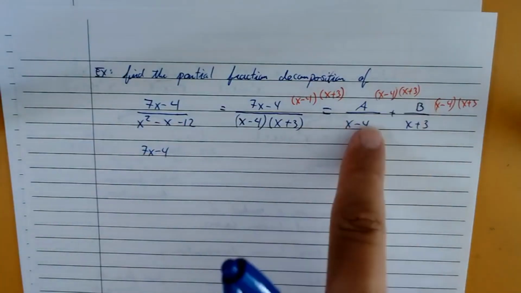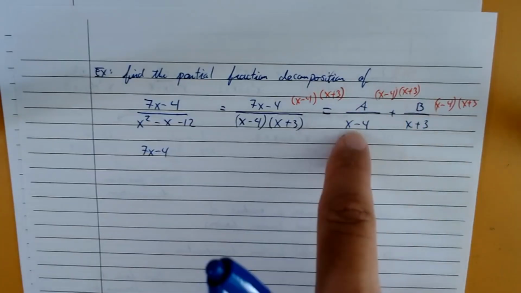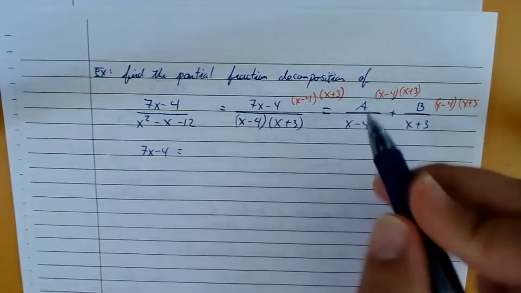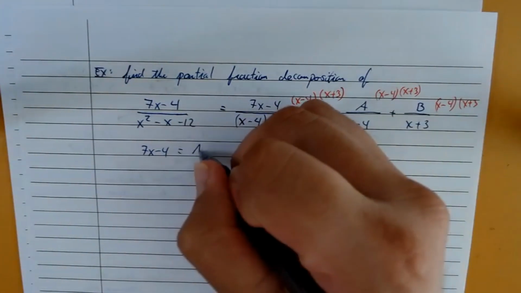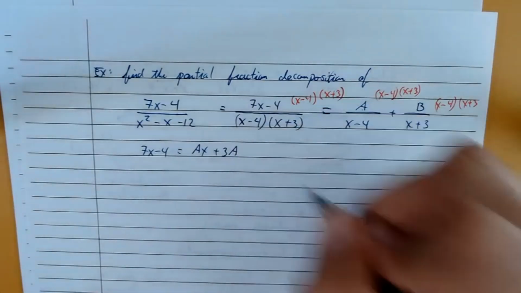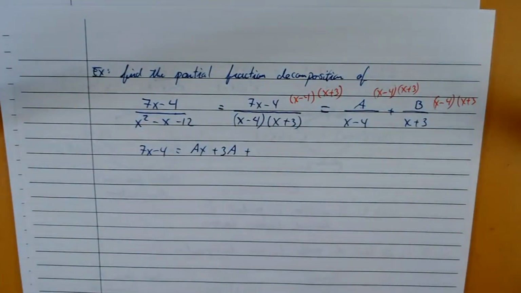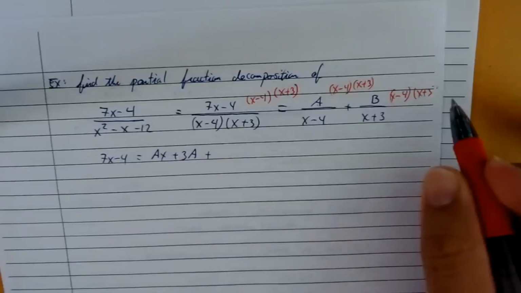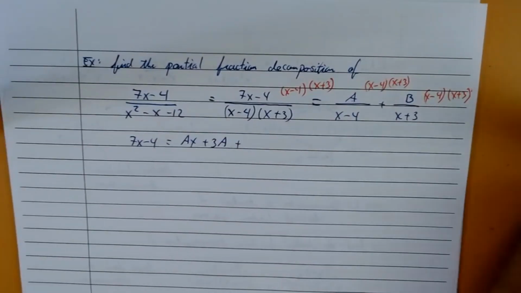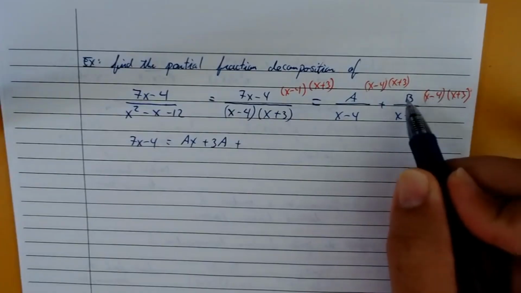If I multiply this in blue by this common denominator, the x - 4 is divided away, and I'm left with a times (x + 3), which I can distribute the a. That's a times x is ax, and a times 3 is 3a. Plus, well, if I do that over here, the x + 3 divides away, so we're just left with the x - 4 there, and I can distribute the b to give me bx - 4b.